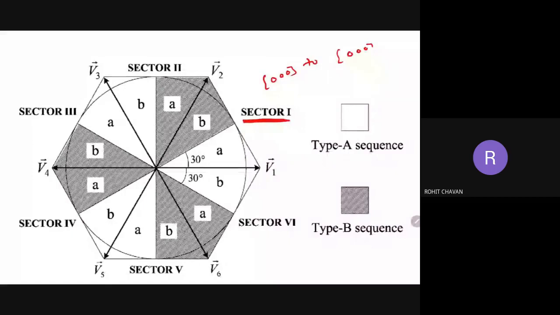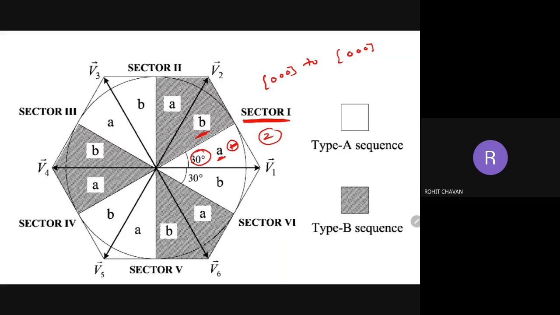ends at 000, right? So in sector 1, what we have to do is divide it into two parts. One is 0 to 30 degrees, which I assumed as A, and this is B. So each sector we need to divide into two parts.